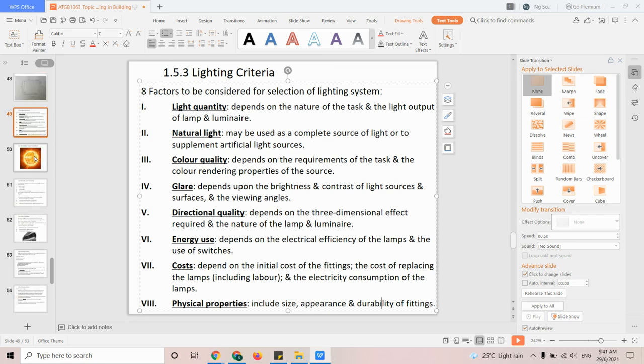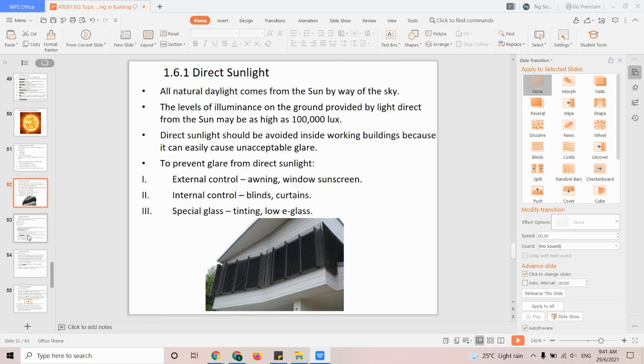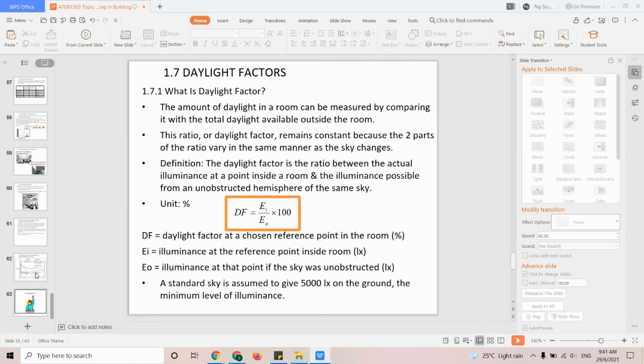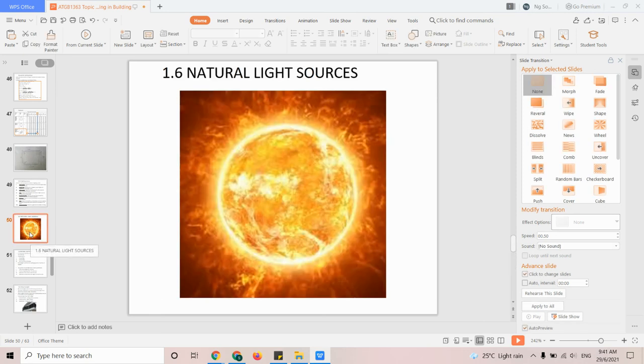Okay, so let's see, we have natural light source. Okay, so I think we can stop here.